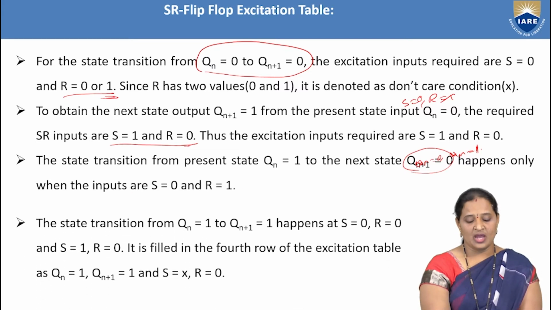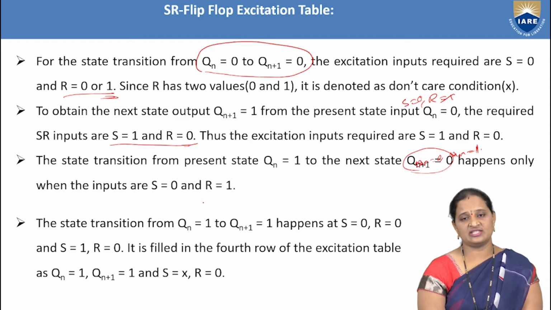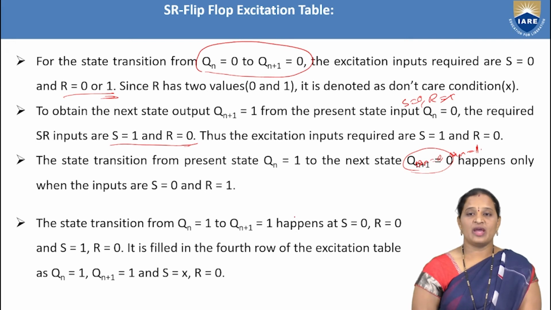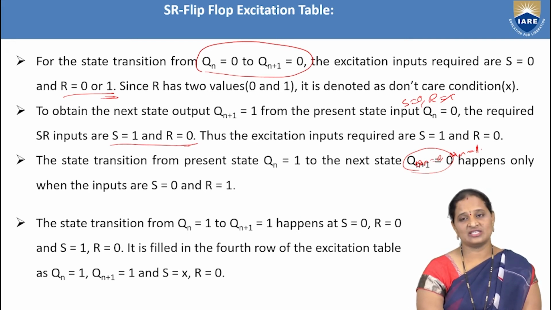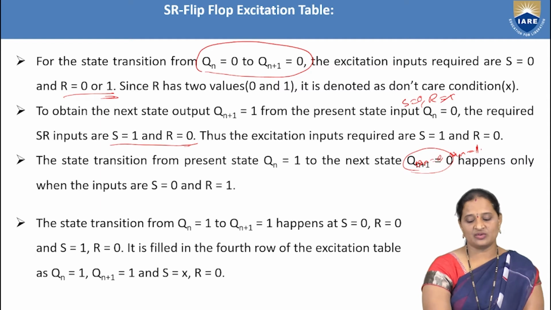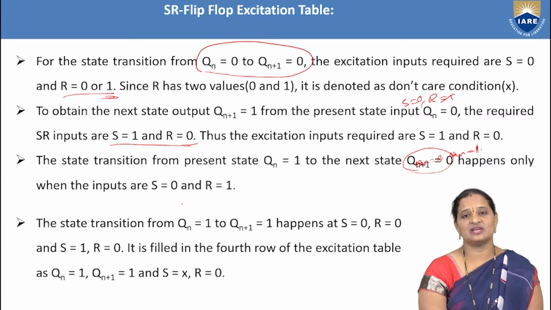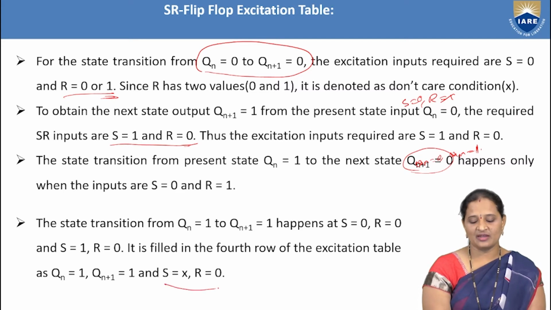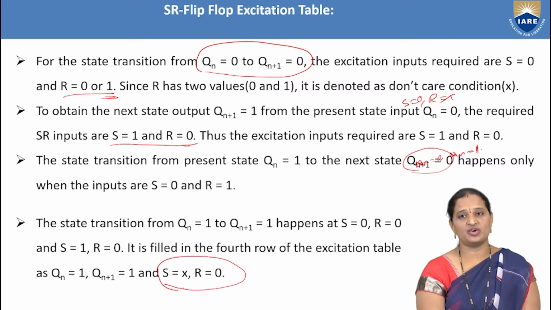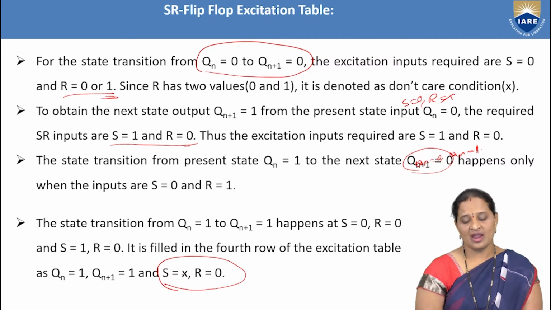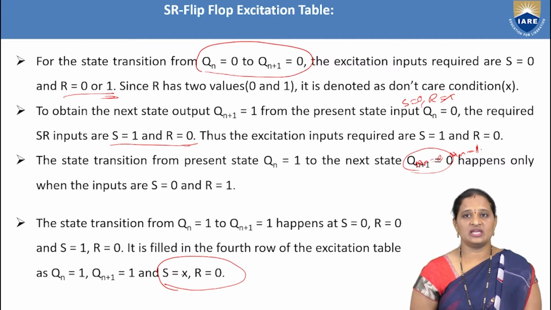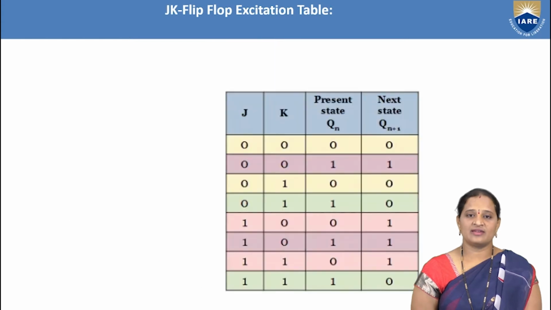Similarly, for a transition of the flip-flop from present state 1 to the next state 1, we need to apply the inputs S equals 0 and R equals 0, and one more combination, S equals 1 and R equals 0. As the S value is varying, we can write S as don't care, and hence in order to have a transition from 1 to 1, S must be don't care and R must be 0. So this is the excitation table of the SR flip-flop.